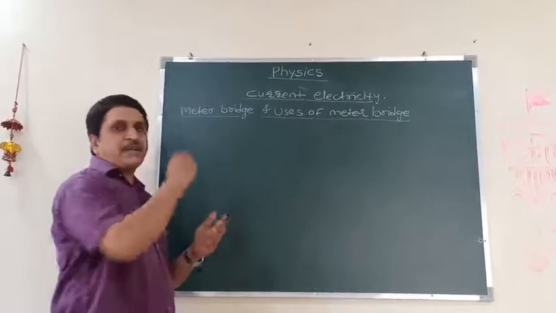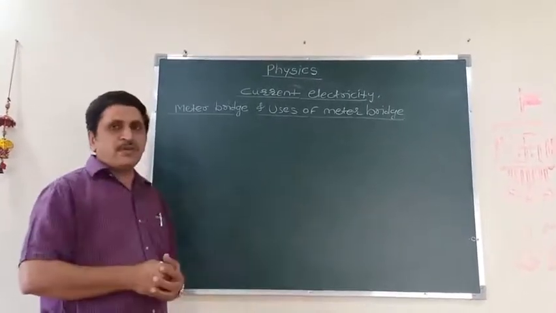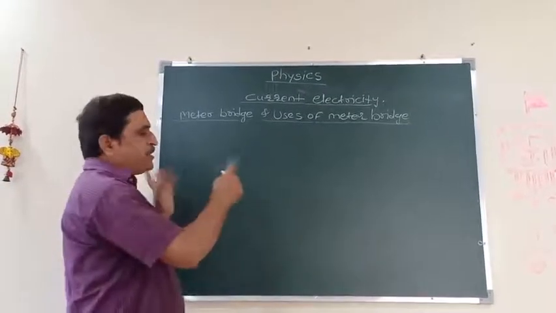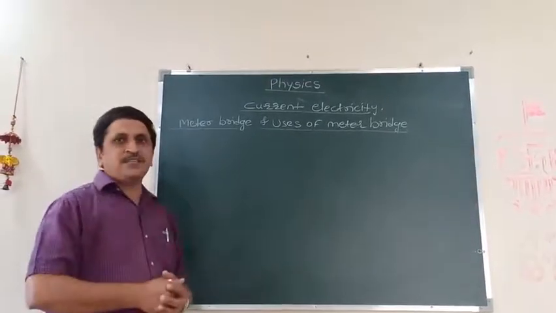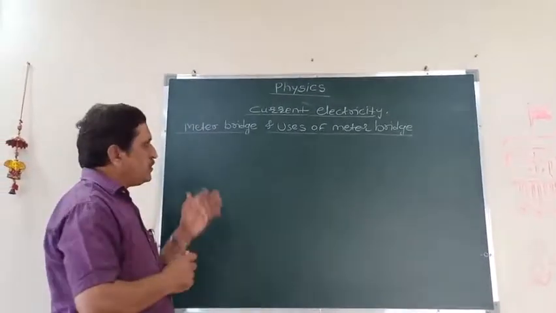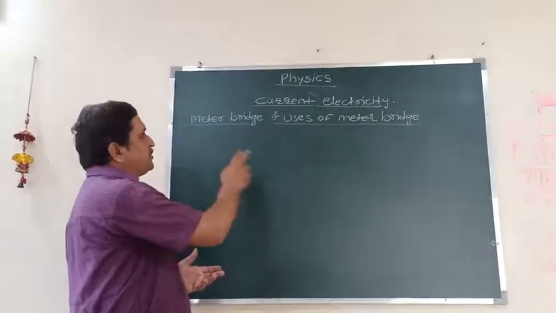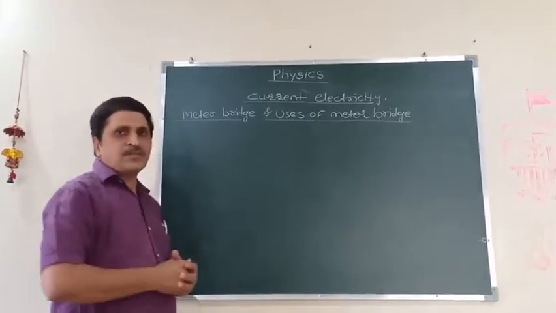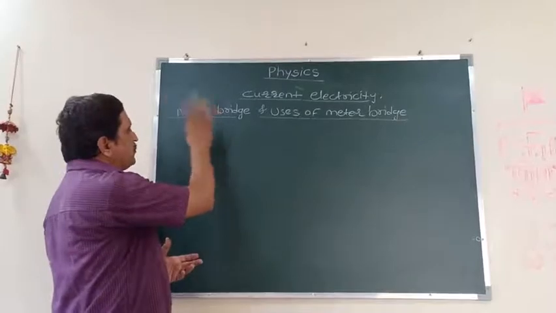It consists of one rectangular wooden frame. On this rectangular wooden frame, a uniform wire of 1 meter length is fixed between 2 points. These 2 points are connected to brass tips having 2 openings. A 1 meter scale is fixed along the length of that wire. Using that meter scale, we can measure the distance between any 2 points of the wire. That is nothing but the meter bridge.